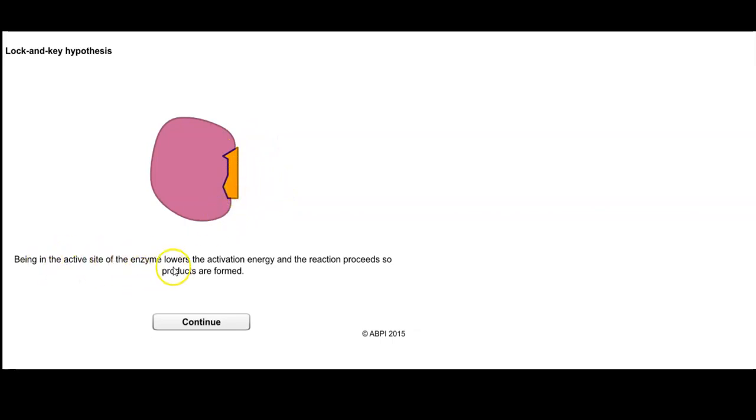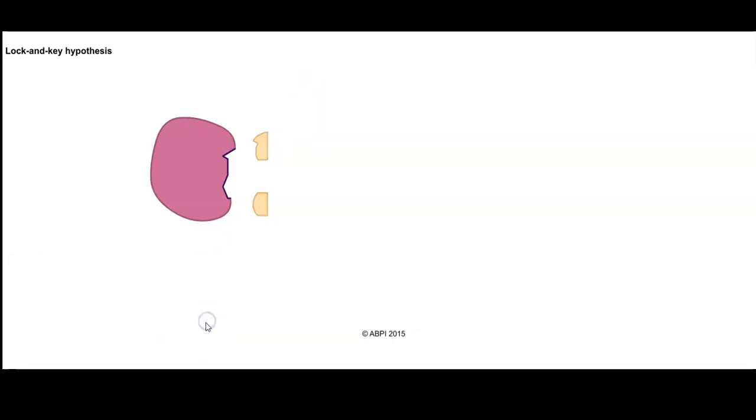Being in the active site, the enzyme lowers the activation energy and the reaction proceeds as the products are formed. The products are different from the reactant, so they no longer fit the active site and they move away from the enzyme. We consider the enzyme a catalyst because it remains unchanged at the end of the reaction. Therefore the same enzyme can be used over again, and new substrate can bind to its active site in order to be catalyzed and broken down to products.